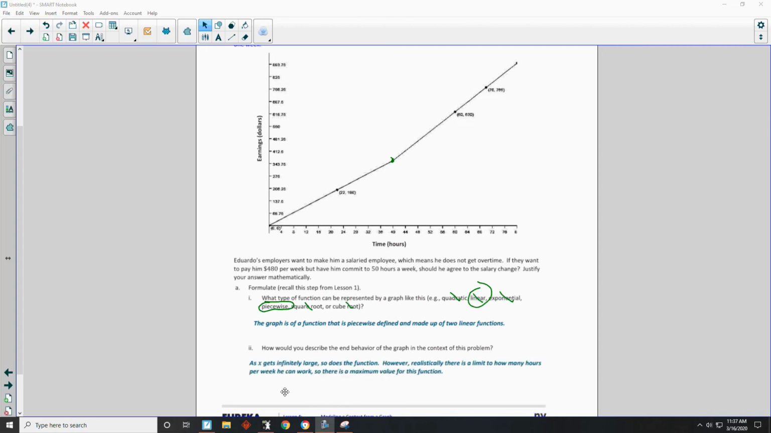Okay, so I'd word it something like this. As x gets infinitely large, so does the function. However, realistically, there is a limit to how many hours per week he can work. So there is a maximum value for this function. Okay.